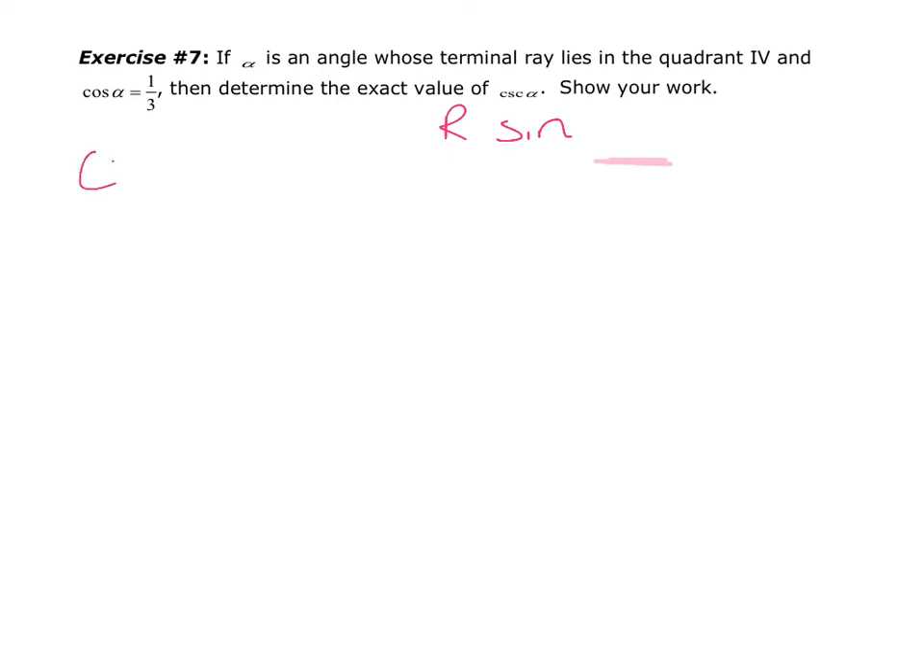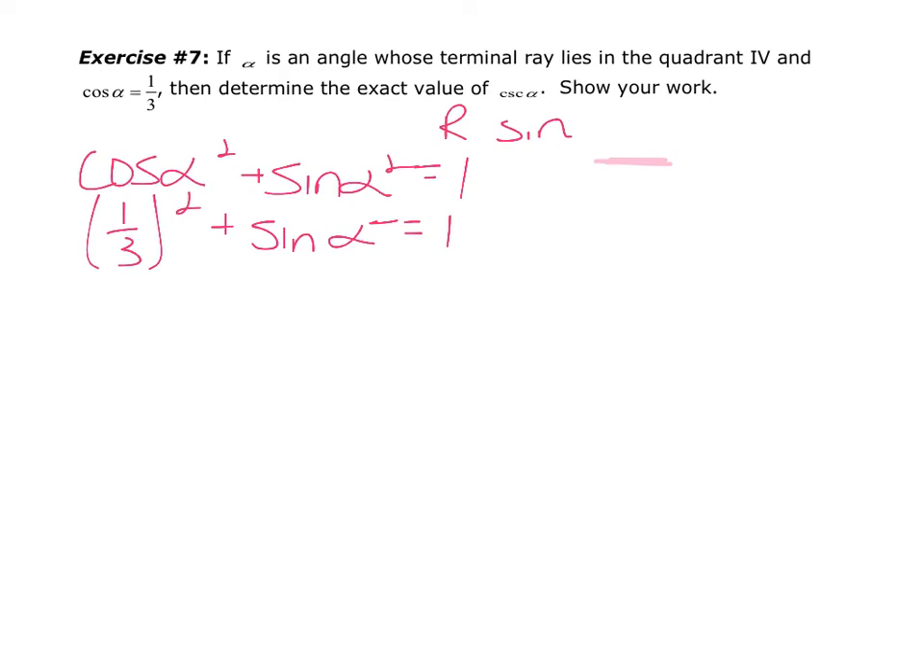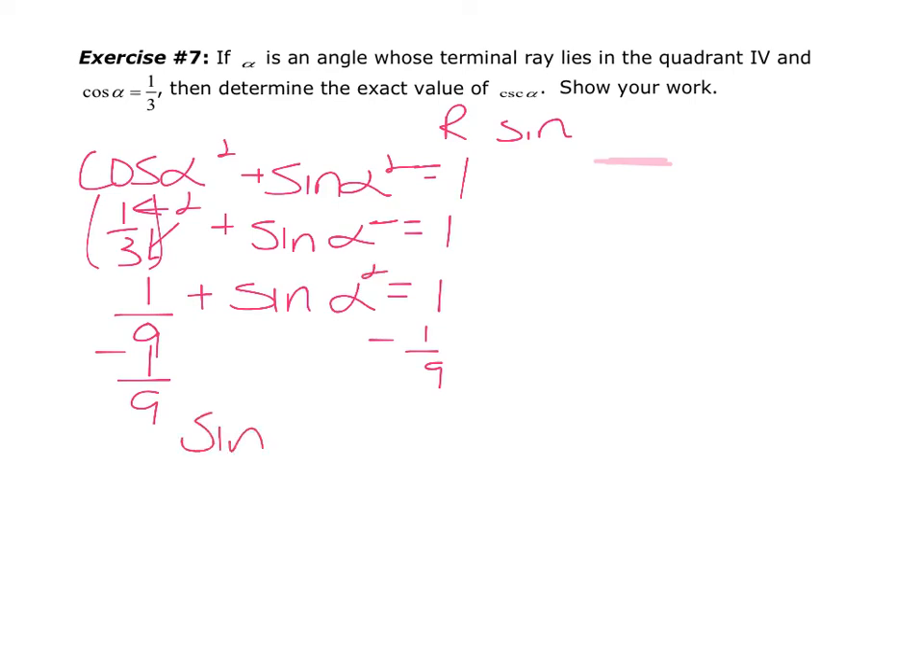So a little refresher, the trig identity is the cosine of alpha squared plus the sine of alpha squared equals 1. So I'm going to plug in my cosine of 1/3, square it. The sine is the unknown. So 1/3 squared, remember each of those gets squared, so it's 1/9. Now I'm going to subtract the 1/9 from both sides, and I get the sine of alpha squared equals 8/9.